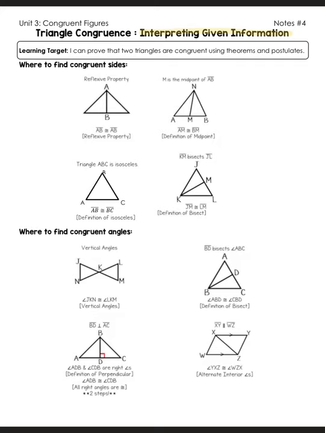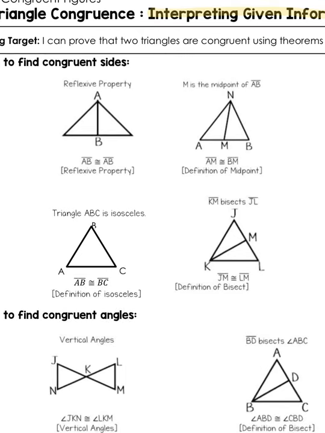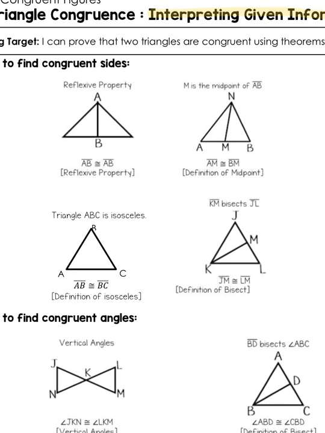So before we get into diagramming and interpreting that given information, we're going to do a quick review of some vocab words and things that we've used before that are going to start coming up a lot in these kinds of problems. When you're given some information about triangles and you're trying to prove that they're congruent, you might get information that tells you that you have sides that are congruent.